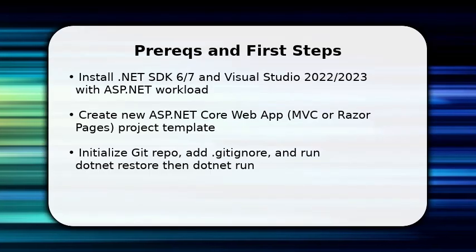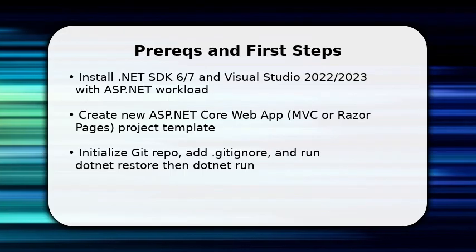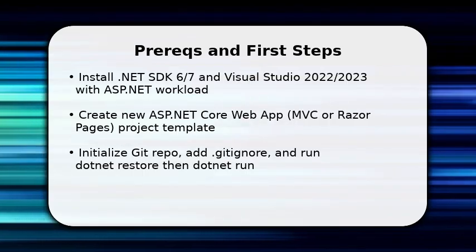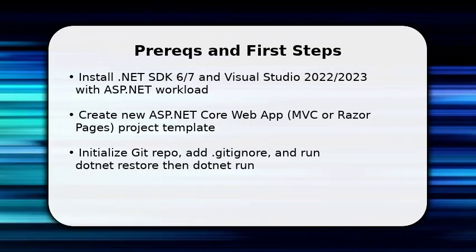You start by confirming prerequisites: .NET SDK and Visual Studio with the ASP.NET workload. Once installed, create a new ASP.NET Core web app using the MVC or Razor Pages template so routing, controllers, and views scaffold. Initialize Git immediately, add a sensible .gitignore, and run dotnet restore to fetch packages.